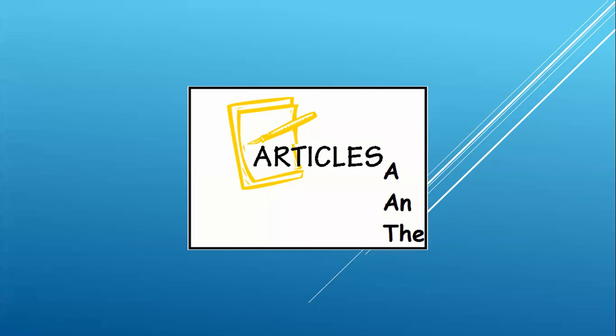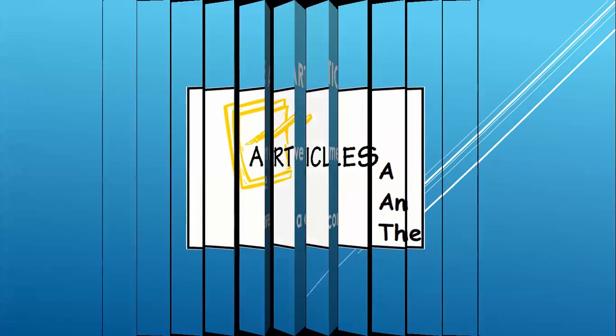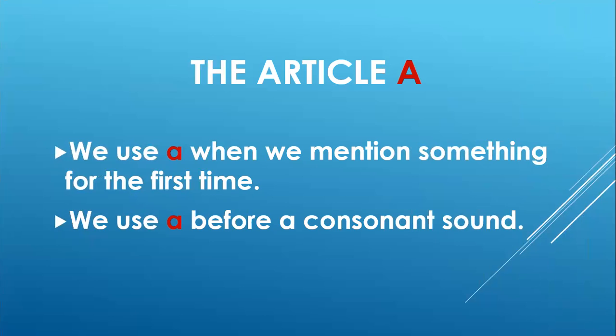Remember that a and an are used when we're talking about singular, just one object. And the can be used for singular and plural as well. Okay, now let's see when we use the article a. We use the article a when we mention something for the first time.